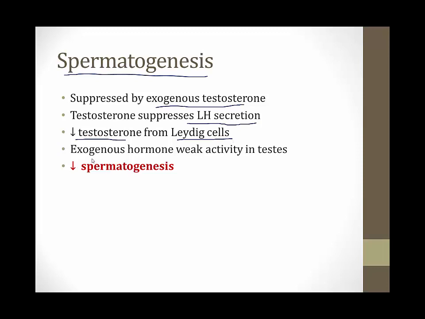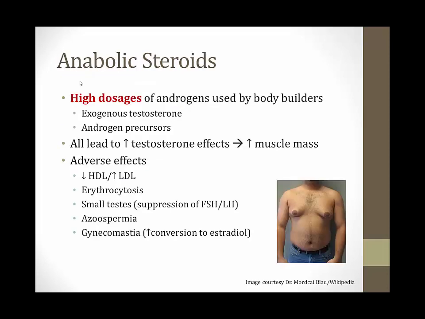Exogenous testosterone has a weak effect in the testes. It is not the same as the testosterone that comes from the Leydig cells, and thus there is a fall in the sperm count. You may have heard of bodybuilders who take anabolic steroids. Anabolic steroids are high dosages of androgens. They're taken by bodybuilders to increase muscle mass. Sometimes they take exogenous testosterone, other times they take androgen precursors, but they all lead to increased testosterone effects, and one of those effects is to increase the muscle mass.